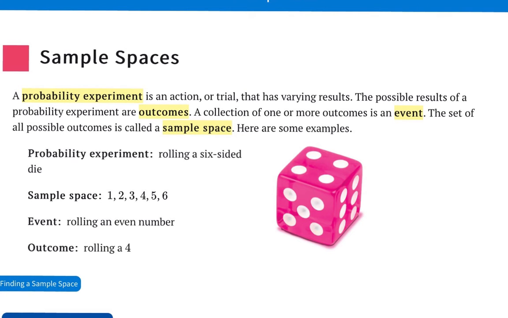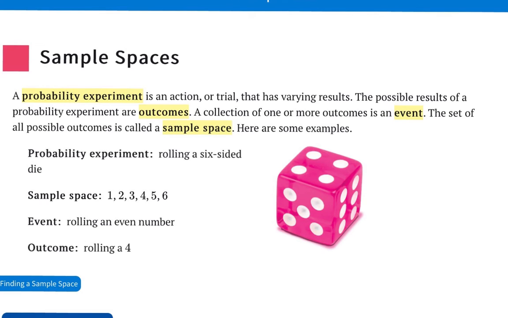Today's really just about some vocab and some simple ideas within probability. When we talk about the probability of something happening, we can run an experiment. We call it a probability experiment, an action or a trial that has different results, like if we roll a die or we spin a spinner or we choose a card from a deck. The results of those probability experiments are called outcomes. When we have a collection of one or more outcomes, that's called an event. And the set of all possible outcomes is called a sample space.